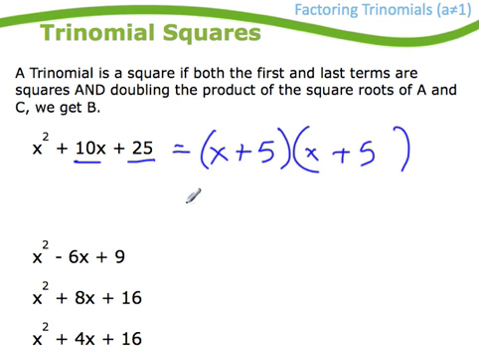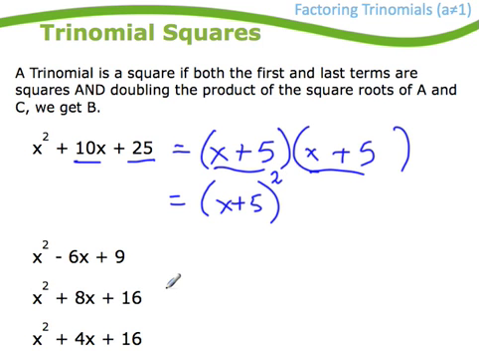Notice that both factors are identical, and so rather than writing it as x plus 5 times x plus 5, I can write it as x plus 5 squared. So that's an example of something called a trinomial square. But really, factoring trinomial squares is no different than factoring the ones before that aren't. It's just recognizing that if there are two identical factors, you can write it as a square.